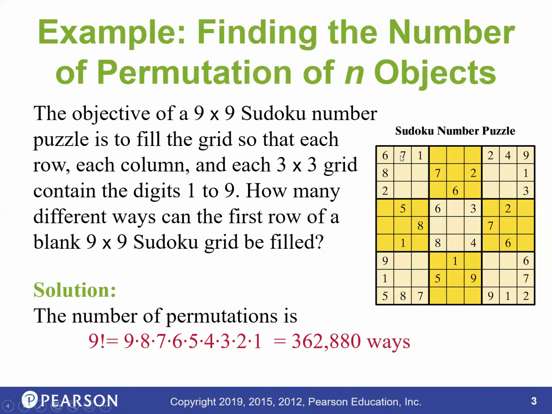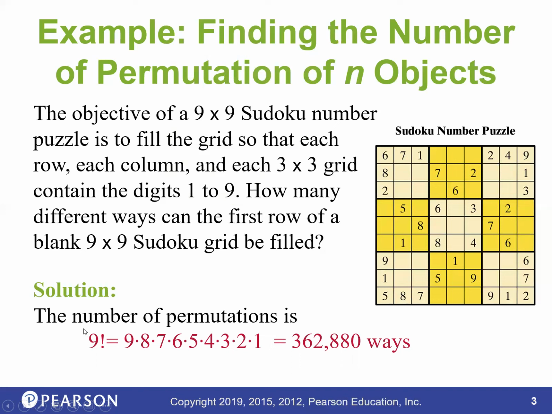But if those numbers were not there, the number of ways this could be filled is 9 different options for this one, then 8 different options for the next, because once you use a number, you can't use it again. Hey, real quick, is this very much like the multiplication principle? I think so. There it is, the multiplication principle all over again. So 9 possibilities for this first square, 8 for this one, 7, 6, 5, 4, 3, 2, 1.